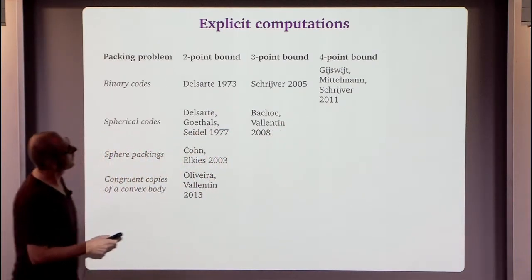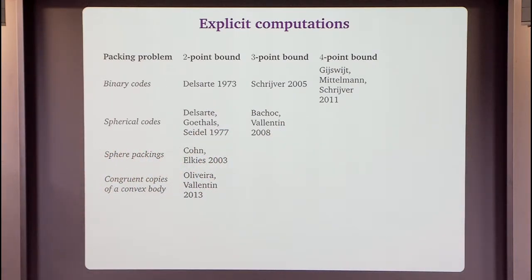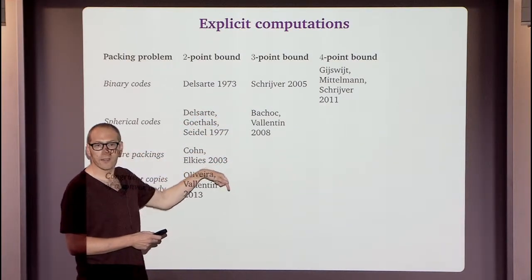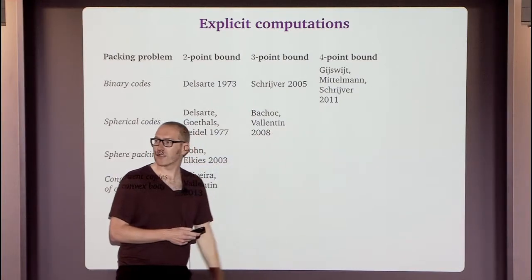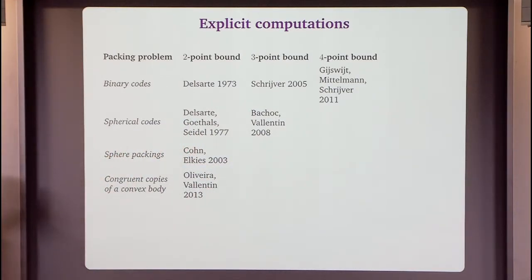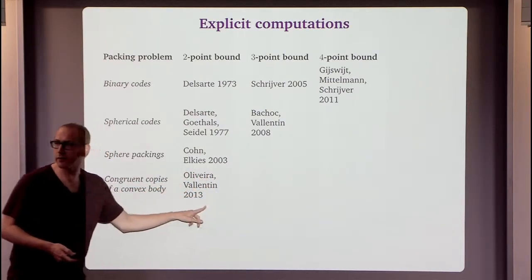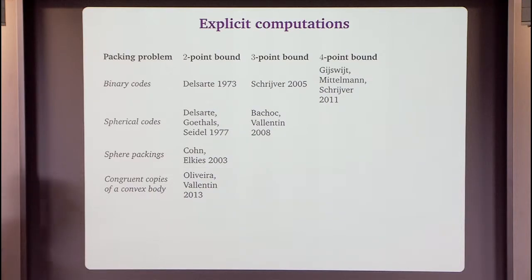But of course, the table is structured in such a way that if you go down, things are getting more complicated, and if you go right, things are getting more complicated. Explains this anti-diagonal structure here. Okay. Now I want to say some things about how to compute these bounds here, the 2-point bounds for the congruent copies of a convex body.